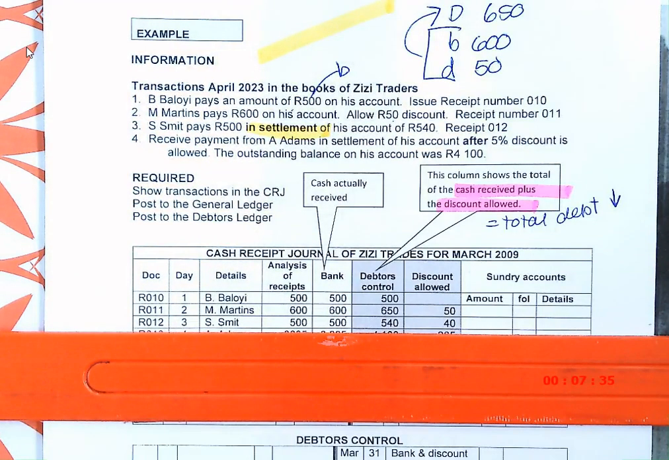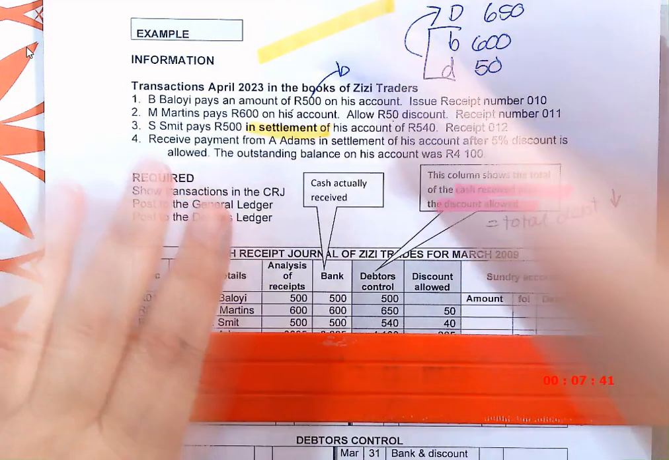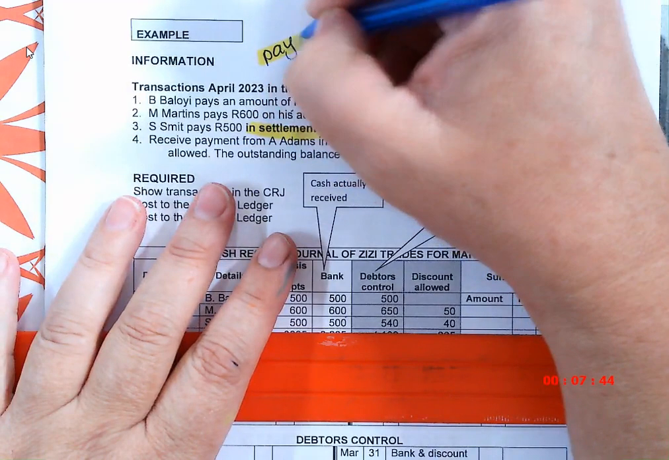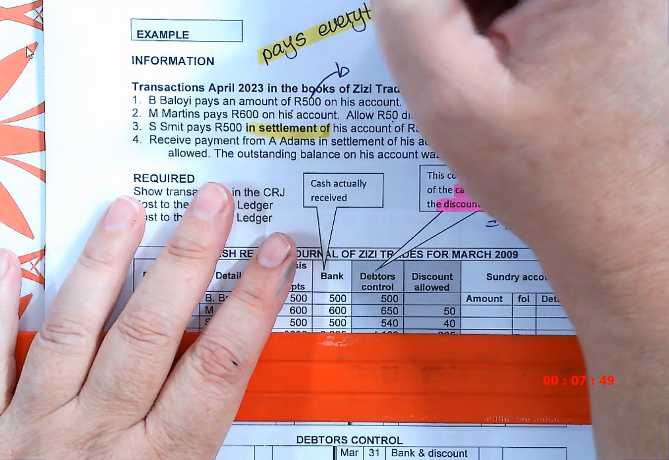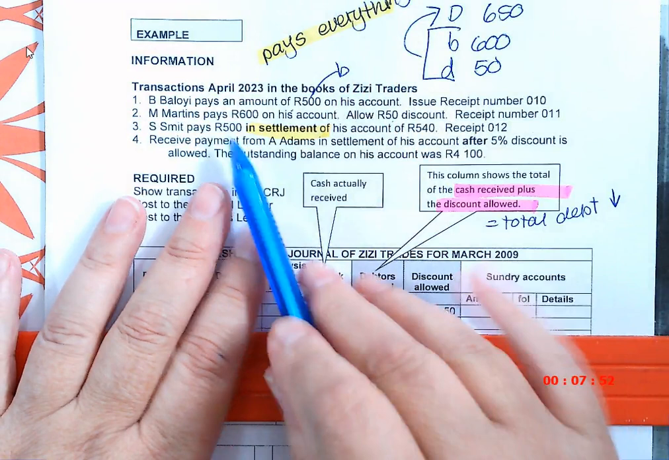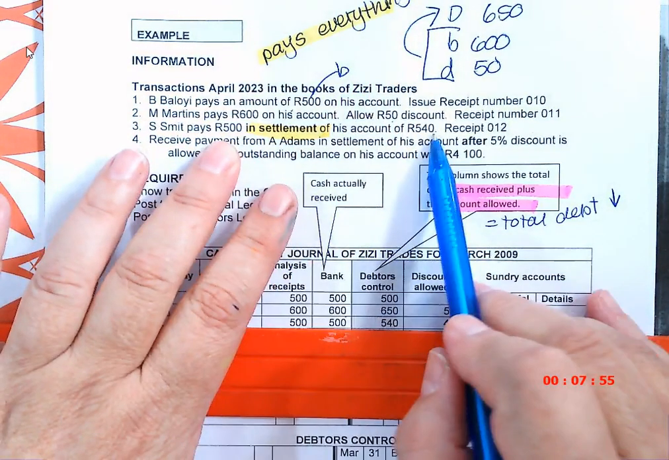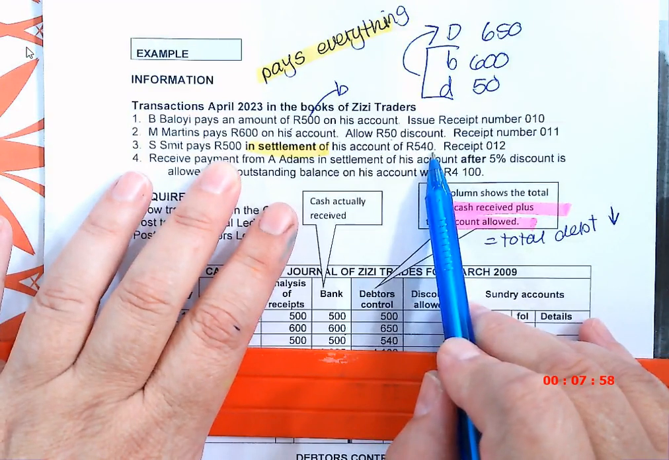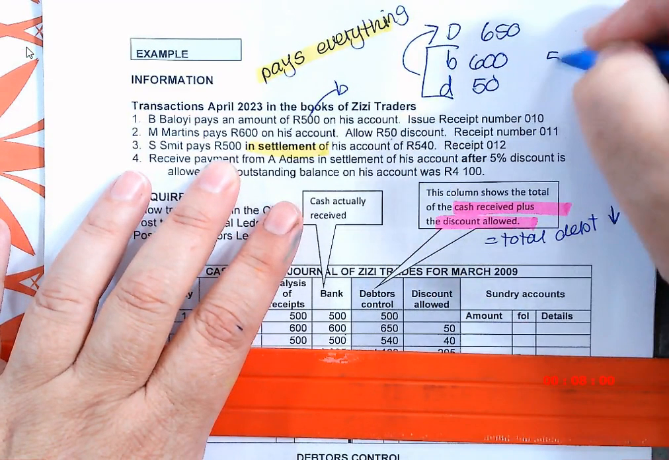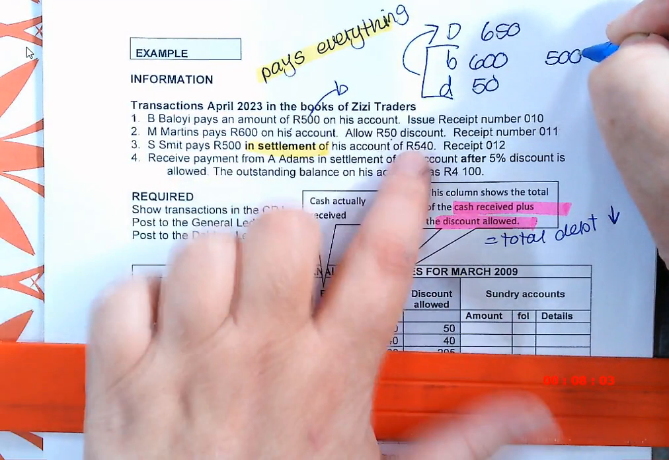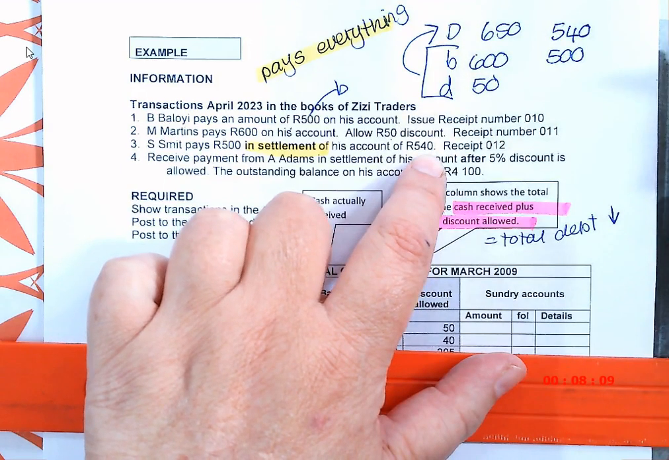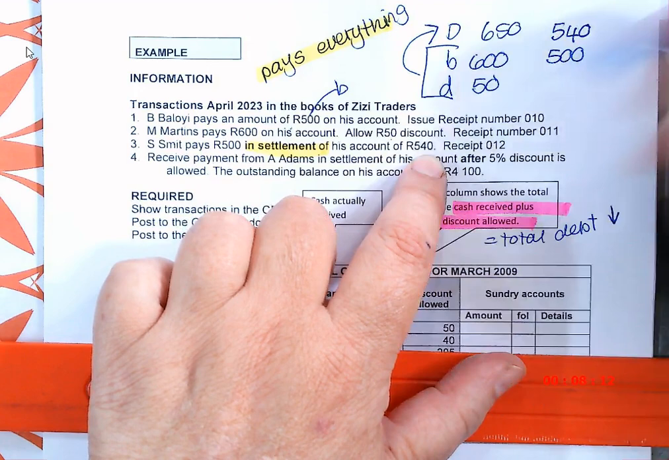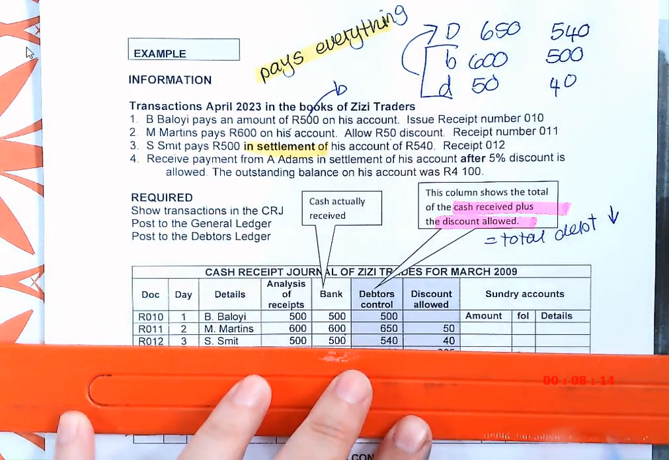What does the word settle mean? Finish off. So this means he pays everything he owes. Okay, so now read here. It's in settlement of 540. Can you see they give it weird now? So they say he pays 500 to settle. So his debt is 540. So what's the discount? 40 Rand. Can you see? Yes.